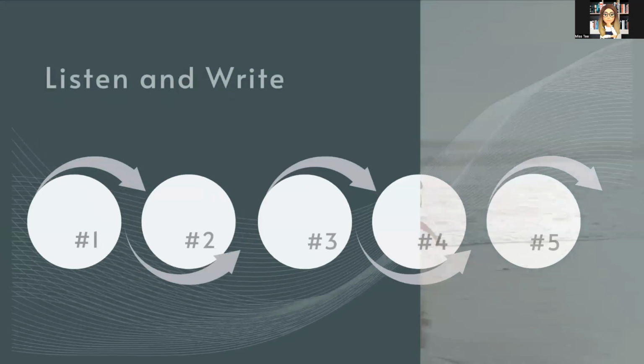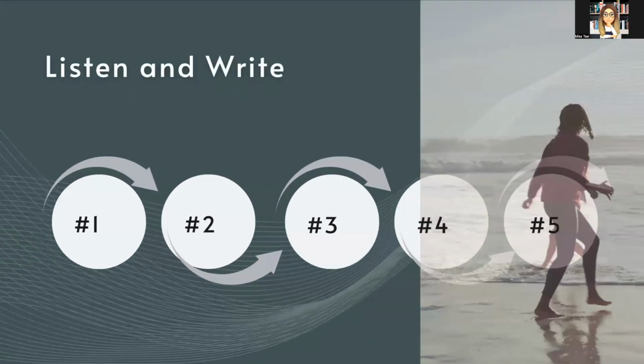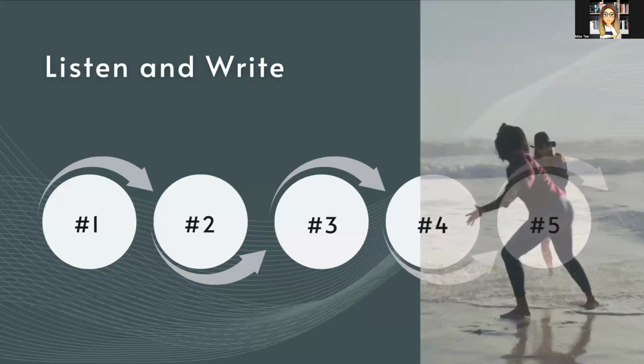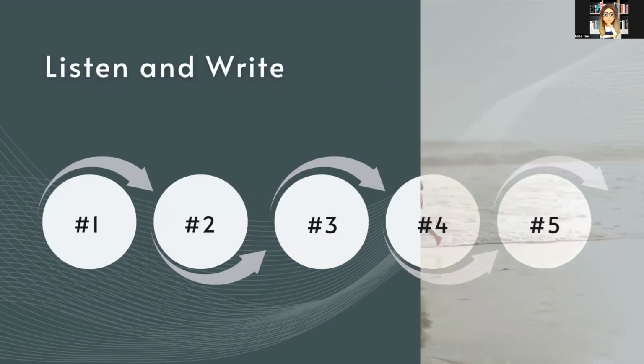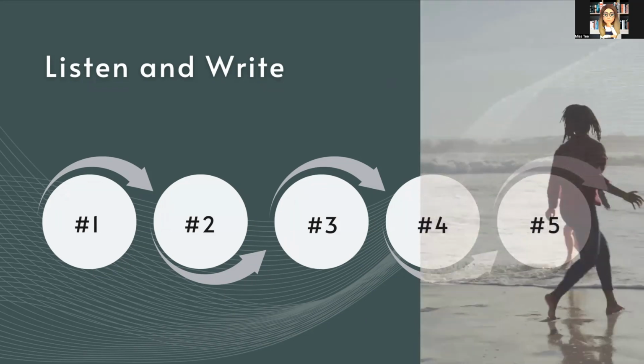So you're going to see on the screen, there are numbers 1 to 5. So write those down on your piece of paper or in your document, and each of these numbers represents a different sentence that I will read. I'm going to start with sentence number 1. Number 1.